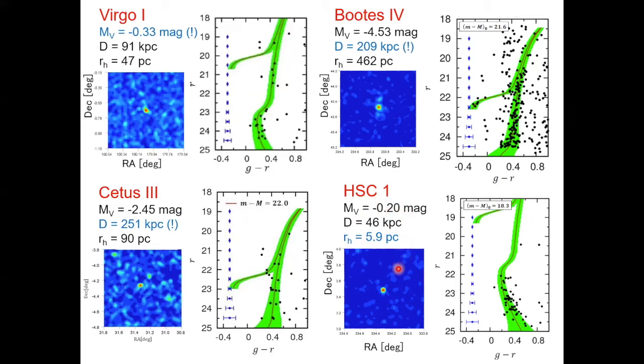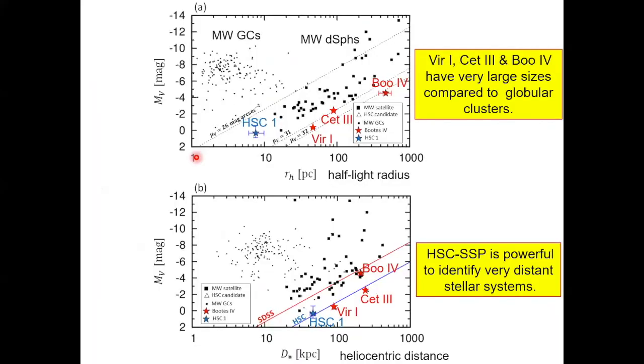In the case of globular clusters, sometimes we use the camera or survey name, but in the case of satellites, we use the name of the constellation. Okay, this is a diagram for our discovered satellites, and also the known Milky Way dwarf satellites, shown as filled squares, and Milky Way globular clusters as dots. The x-axis is the half-light radius RH in units of parsec, and the y-axis is the V-band absolute magnitude.